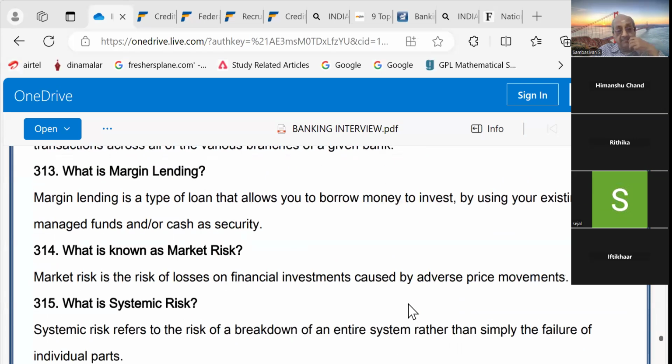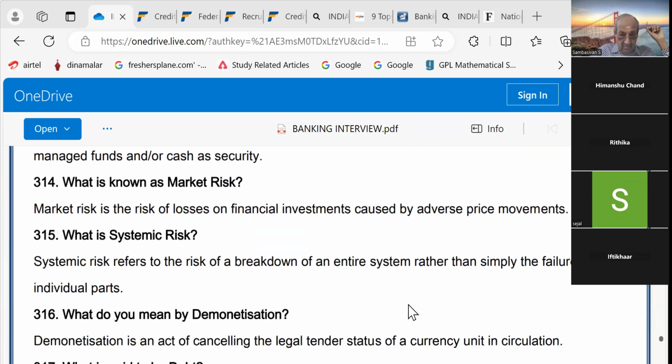Correct. What is margin lending? Margin lending is a type of loan that allows you to borrow money to invest by using your existing shares, managed funds, and or cash as security. What is known as market risk? Market risk is a risk of losses on financial investments caused by adverse price movements.